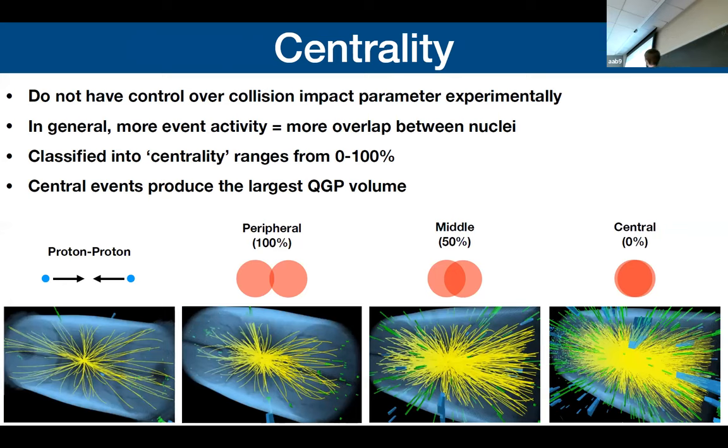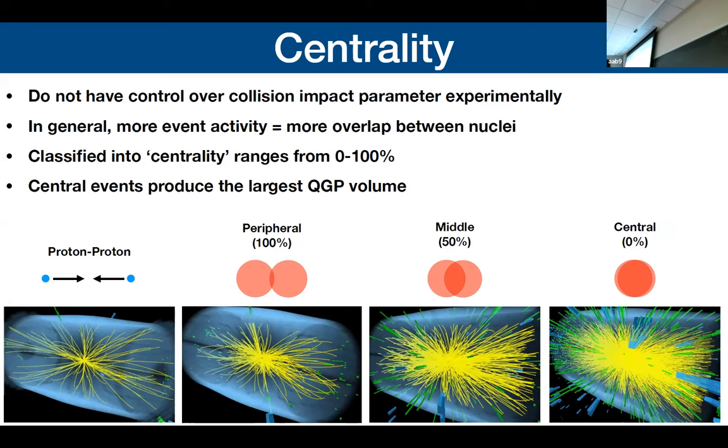Okay, the one thing we do not have control over in these heavy-ion collisions is the impact parameter of the two ions, okay? Because we don't have the impact parameter and because the ions are extended objects, essentially you can have collisions where they only glance off each other. These are known as peripheral collisions, and you can have collisions where they hit each other head-on. These are known as central collisions. And of course, as you hit head on, you deposit more energy, more particles are produced.